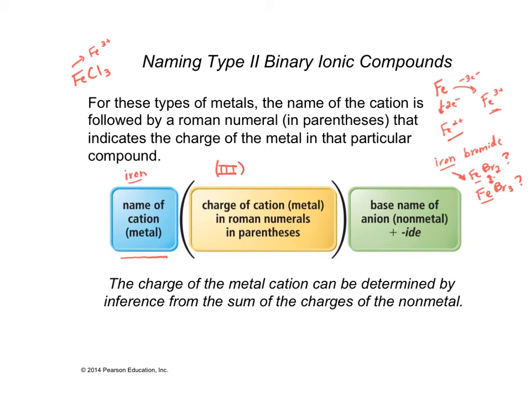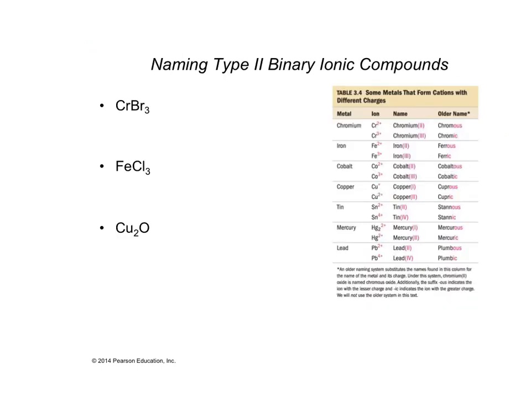So I would write the name of the metal, the charge of the metal as Roman numerals in parentheses, and then the base name of the nonmetal. For this one, it's chlor, and then I end it in IDE. So this ends up being iron(III) chloride. And it helps me specify which ion I am dealing with when I'm dealing with iron.